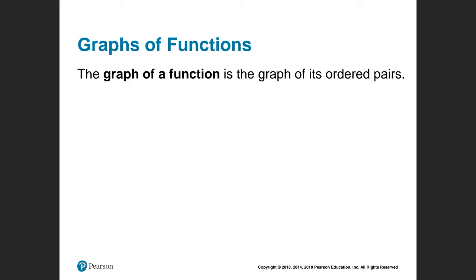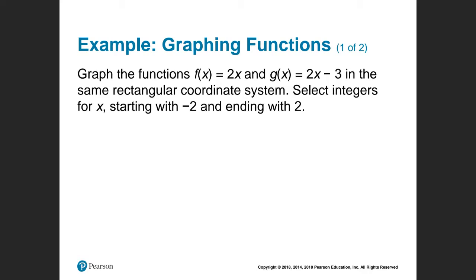Now, graph of a function. The graph of a function is the graph of its ordered pairs. Example: graph the function f of x equals 2x and g of x equals 2x minus 3 in the same rectangular coordinate system. Select integers for x starting with negative 2 and ending with 2.